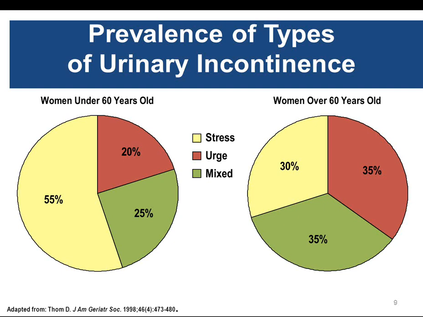As we shift and women get to the age of over 60, the ratio between the different types of incontinence changes. Urge incontinence is present now in 35% of the patients, whereas stress incontinence is less predominant, occurring in 30%, and then mixed is 35%. So roughly there's an equal distribution of all types of incontinence once women hit the age of 60.